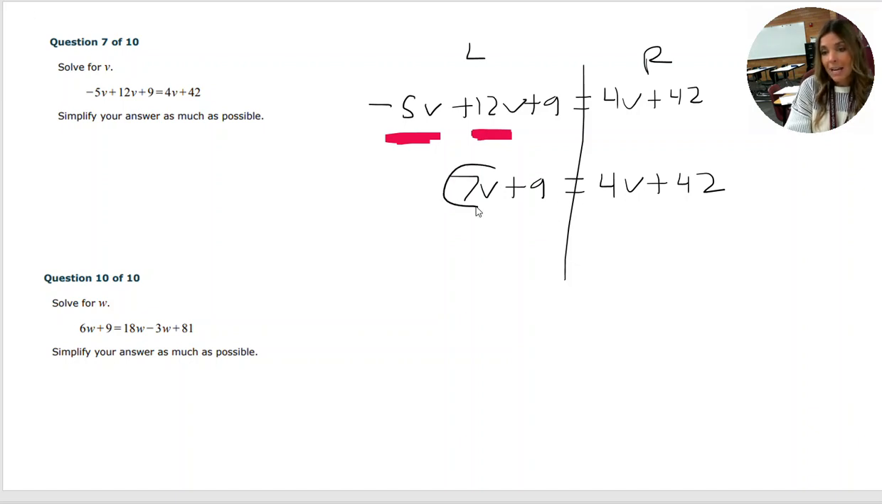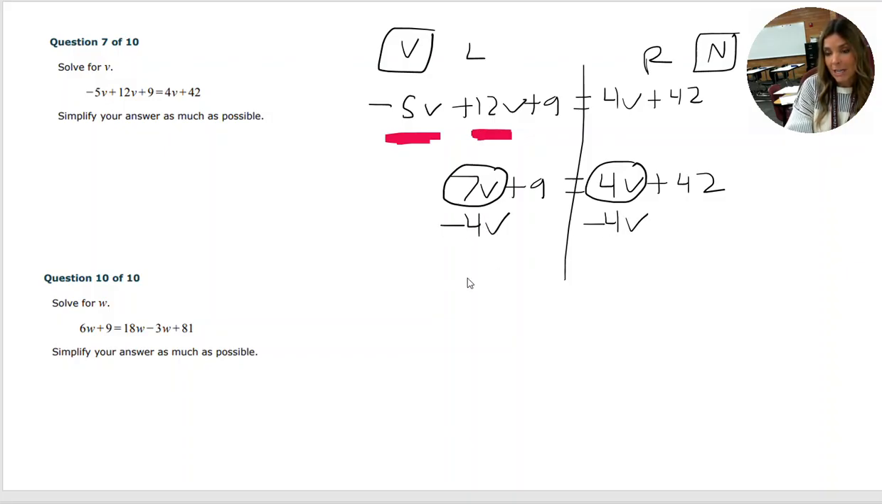So then we find our two variable terms. We want to collect those on the same side. Remember, I want my left side to have the variable terms, and I want my right side to not have any variable terms and just numbers. So I'm going to subtract 4v from both sides. So 3 times v plus 9 equals 42.